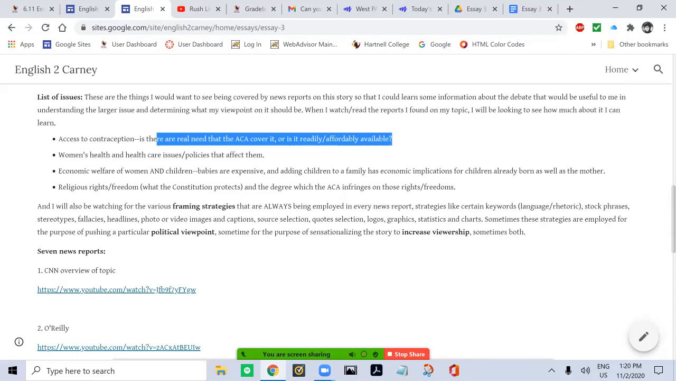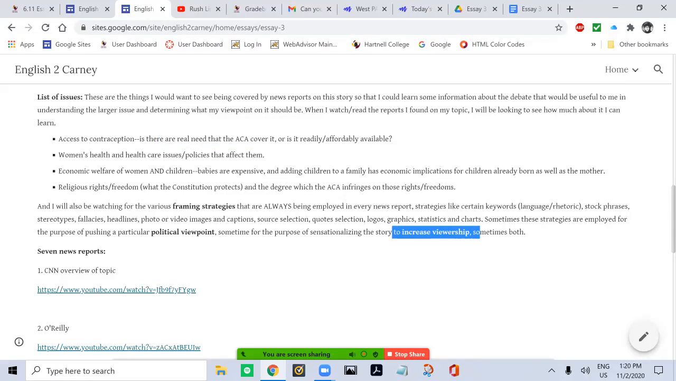Okay, and so you might wonder why CNN would play so much sound of him being outrageous. Hopefully it's clear to you that the reason CNN focused on that particular aspect of this story is because it's sensational, right? That's going to increase viewership. It's like the reality TV-ification of the news media.